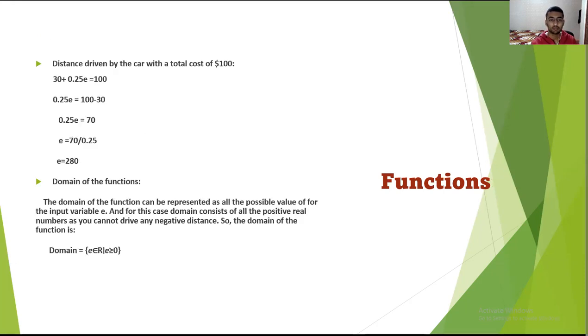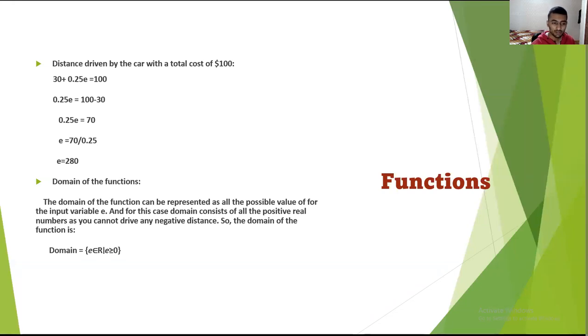And now the distance driven by the car with a total cost of $100 would be 30 plus 0.25E equals 100. So we just need to do basic mathematics to find the value of E. Here we can see, by multiplying it by a simple method, that E is 280. That means for a total cost of $100, we have driven the car for 280 miles.